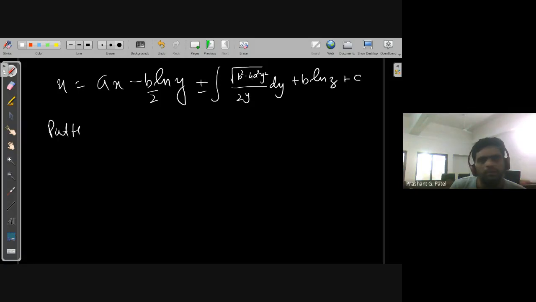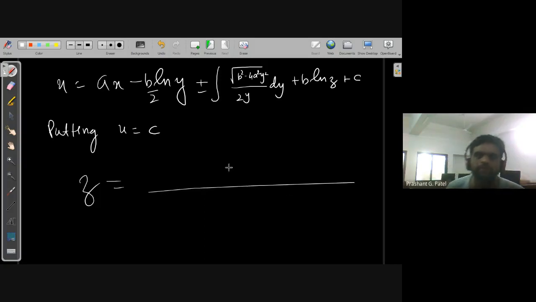Putting u equal to c, this u will get cancelled out and you will have z equal to some function in terms of x and y, and that is your complete integral of the given differential equation. That is Jacobi's method. So that's it for Jacobi's method. If you have any question, you can ask.